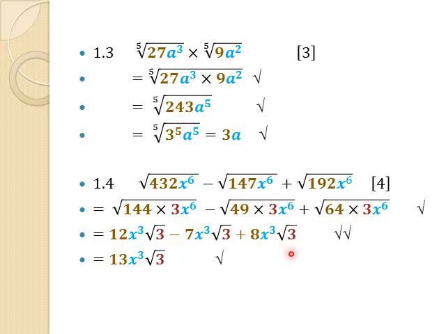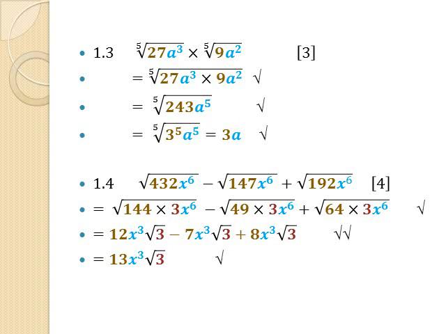So you should see I have like terms. Now I can add the coefficients. 12 plus 8 gives me 20. 20 minus 7 would give me 13. x cubed simply stays, and square root 3. So 1 mark there for finding multiplication by 3, 2 marks for simplification, and 1 mark for the final answer.